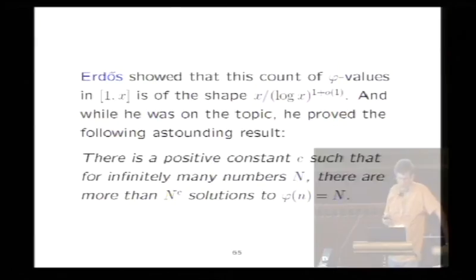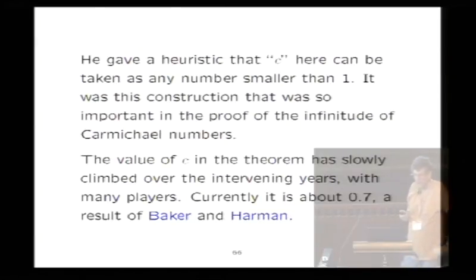He gave a heuristic argument that the c should be arbitrarily close to 1, but he only proved that it was positive. And it was this circle of thinking that led to his thinking on Carmichael numbers and also to the proof of the infinitude of Carmichael numbers. The current record for c, due to Baker and Harman, is about 0.7.